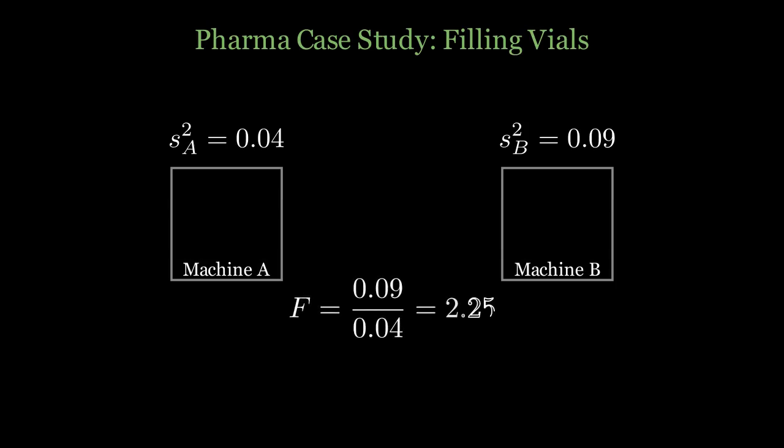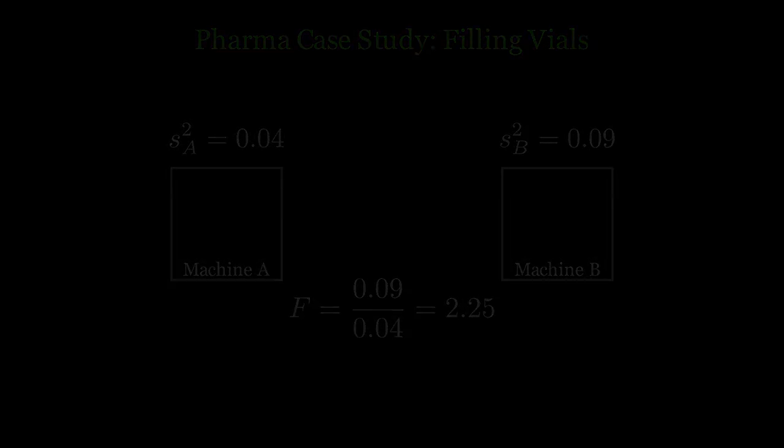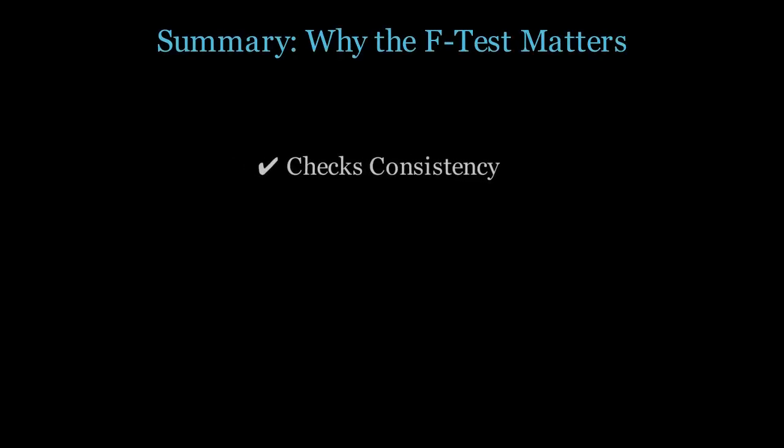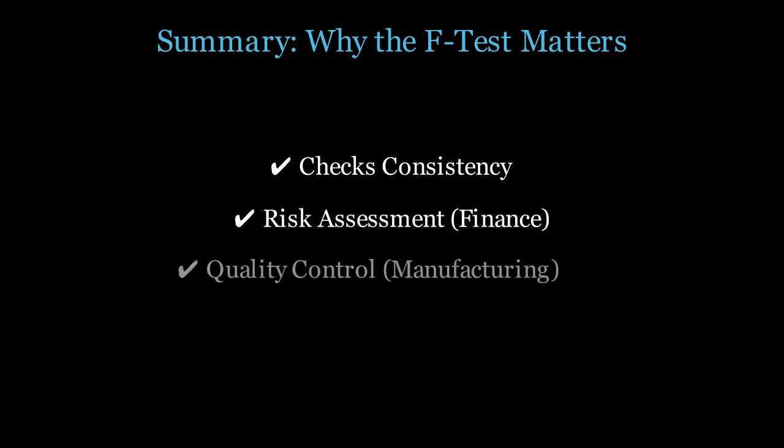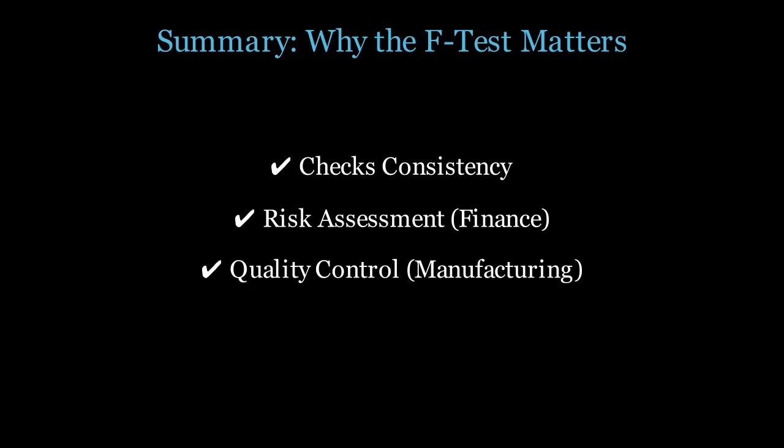Let's look at a real-world scenario. A pharmaceutical company is testing two different machines that fill medicine vials. Machine A has a variance of 0.04 milligrams, while machine B has a variance of 0.09 milligrams. Is machine A significantly more precise, or is the 0.05 difference just noise? By calculating the F ratio, 0.09 divided by 0.04 equals 2.25, and checking it against the F distribution for their sample sizes, the company can make a data-driven decision on which machine to keep.